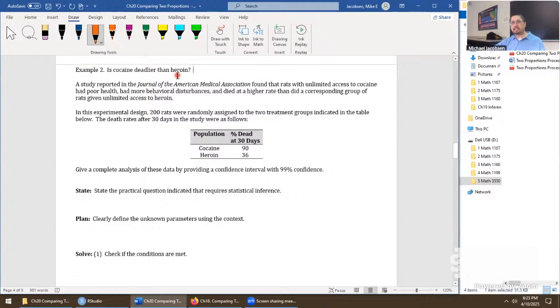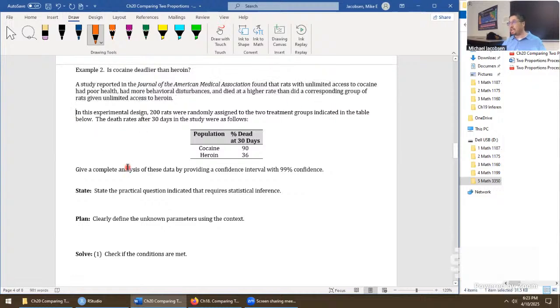I would say heroin is because it just seems really nasty, but I'm thinking human behavior really. This is a very specific context. It says a study reported in the Journal of American Medical Association found that rats with unlimited access to cocaine had poor health, more behavioral disturbances, and died at a higher rate than did corresponding groups of rats given unlimited access to heroin. So really bizarre study, but you've probably read about these kinds of studies before, how mice or rats behave in these bizarre scenarios. Really, we're trying to study human behavior, but we're doing it first through seeing what happens in laboratory animals.